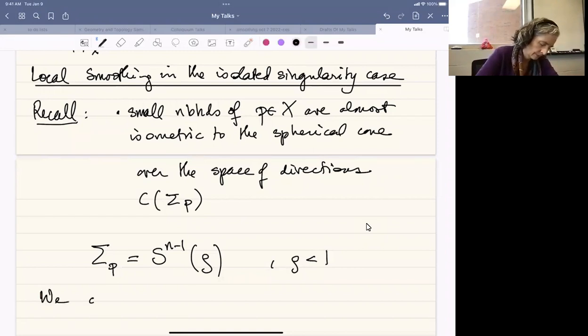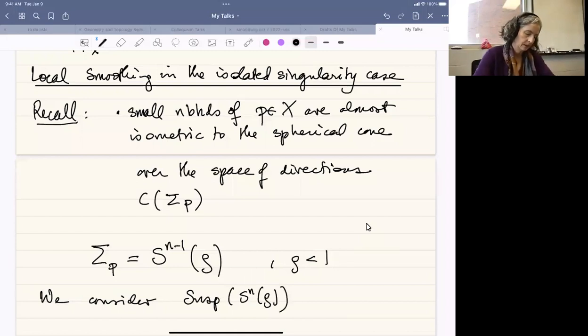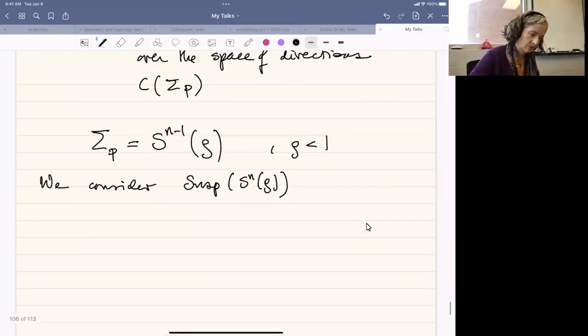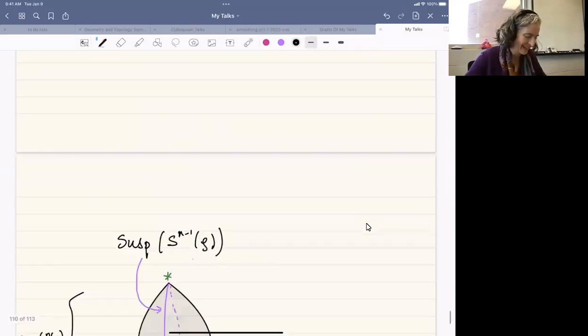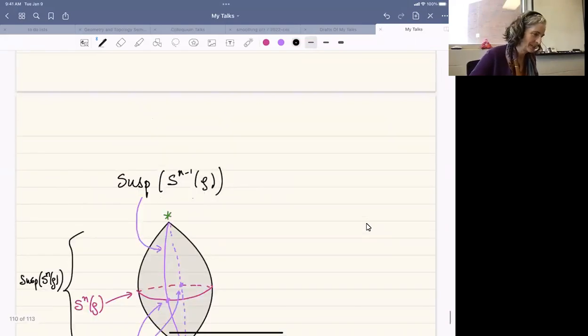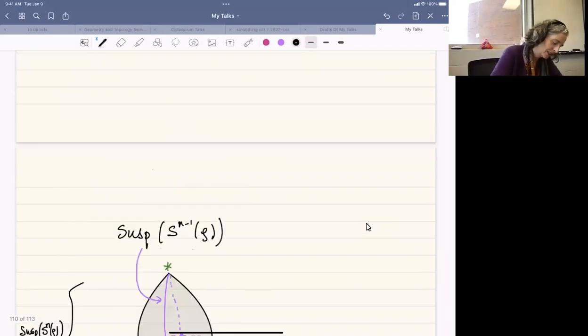So we consider at this point the spherical suspension of S^n of rho. And I have some drawings to make this a little bit faster, so I have to scroll forward. Sorry about this. Okay, here we go. This is the picture I want. So I'll rewrite that. You consider the spherical suspension.